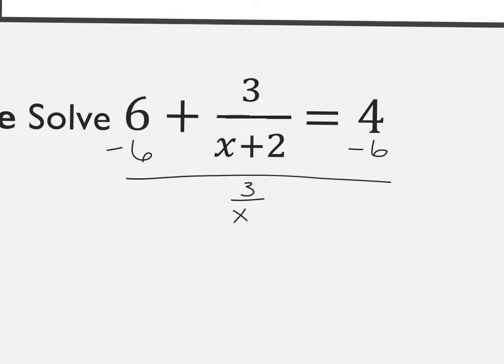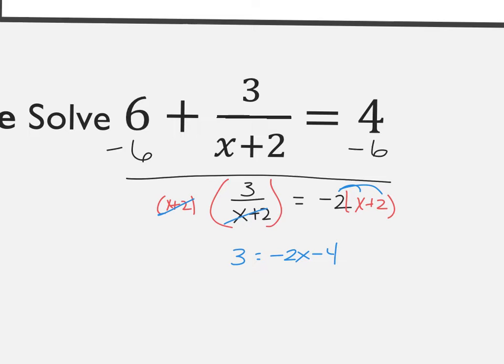So 3 over x plus 2 equals negative 2. And then it's easy to see, to get rid of the fraction bar, you're going to multiply both sides by x plus 2. And the x plus 2's cancel out on the left, so you have 3 equals negative 2x minus 4 when you distribute. And then when you solve, you're going to add 4 to both sides.